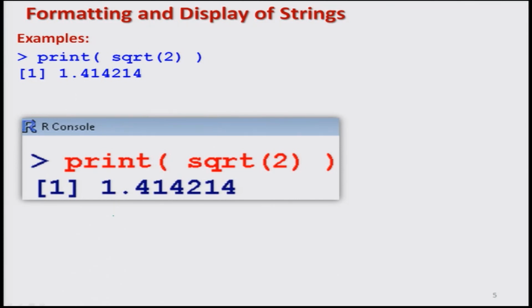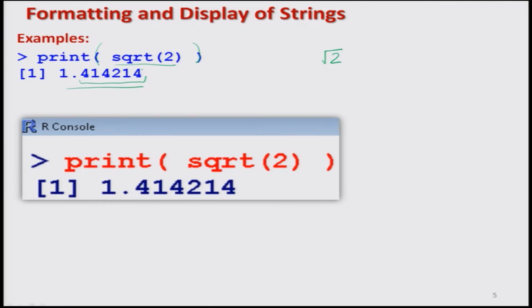For example, if I want to print the square root of 2, then I can simply write print, and inside the arguments I can say sqrt and 2 inside the bracket, which is the usual command for finding the square root of a number, and the answer comes out here: 1.414214 and so on. You will see that R gives you a certain number of digits, and these digits are automatically decided by R.